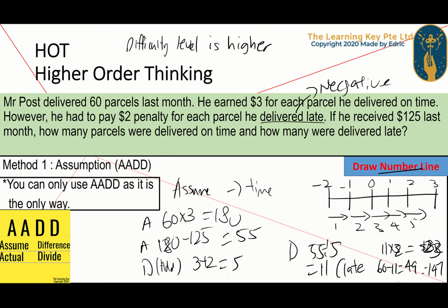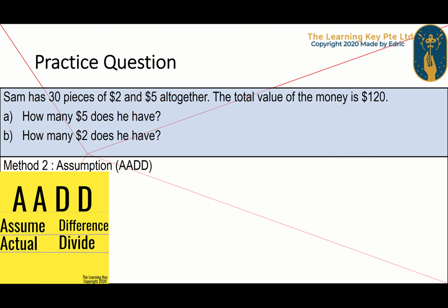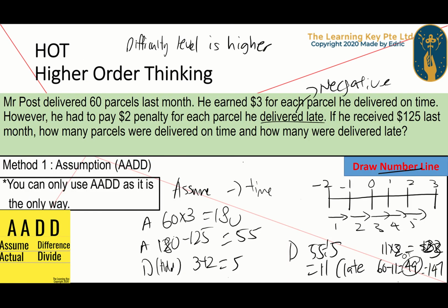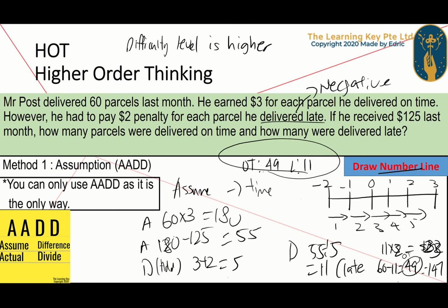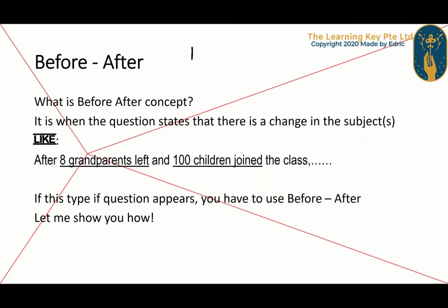Sorry. So this is the amount of one on time. That is the amount of late. So that means on time equals 49, late equals 11. Okay. Now we have completed assumption because this is the easiest one. Moving on to before after.